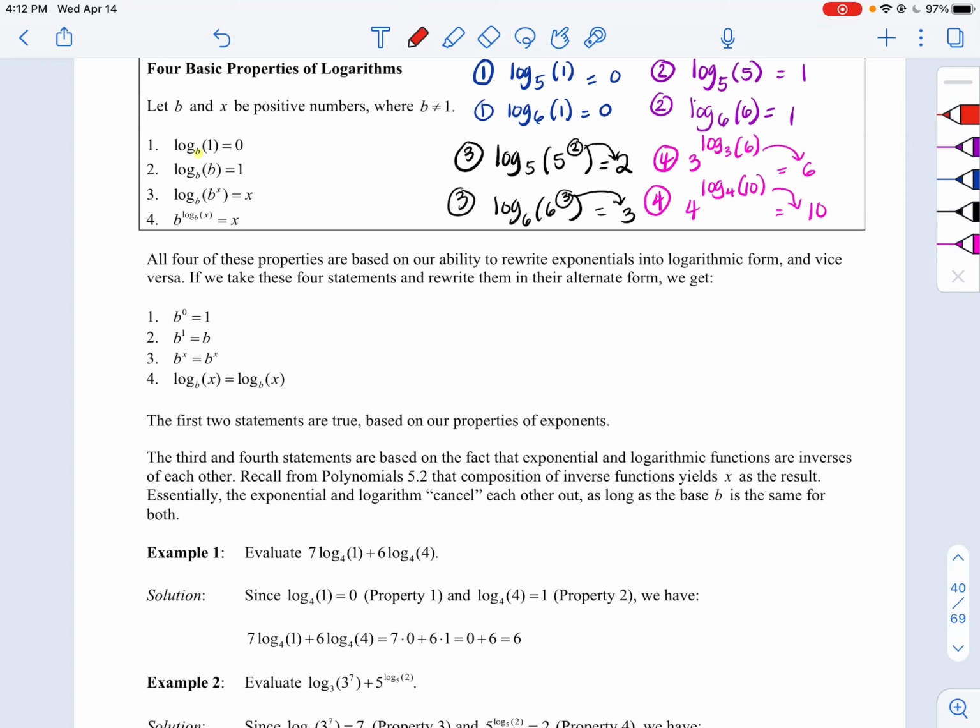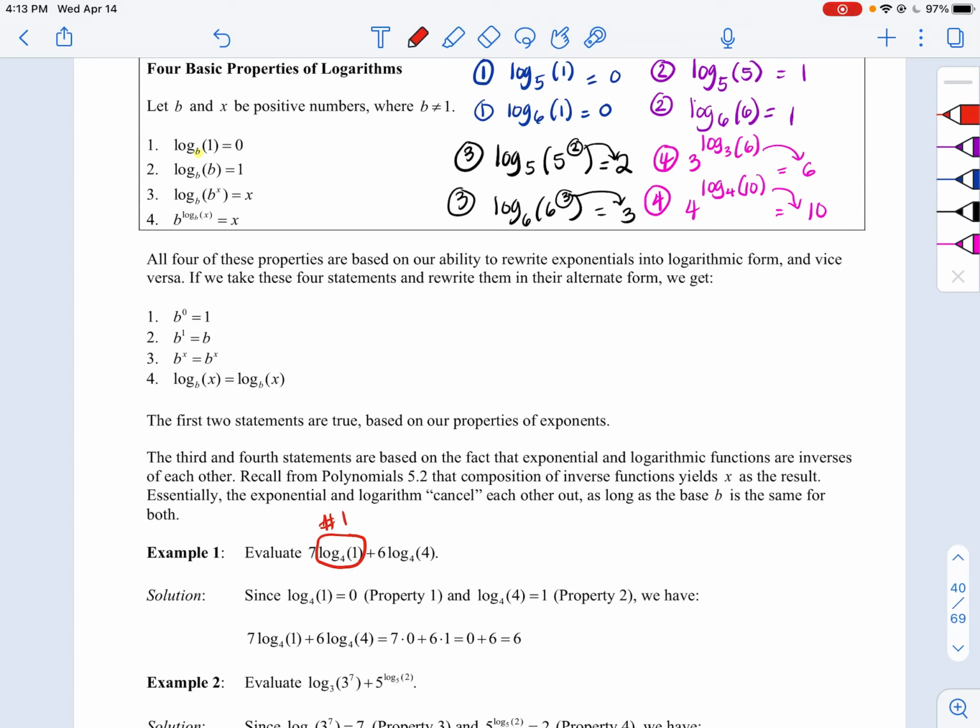So I'm going to circle when I see it. So it looks like this property over here is familiar. And again, I didn't circle the 7 because if you notice in here, none of these logs, it's just log. There's no number in it, right? So I'm going to exclude the 7 on it. I'm going to circle log with a base of 4 of 1 because it looks like property number 1.